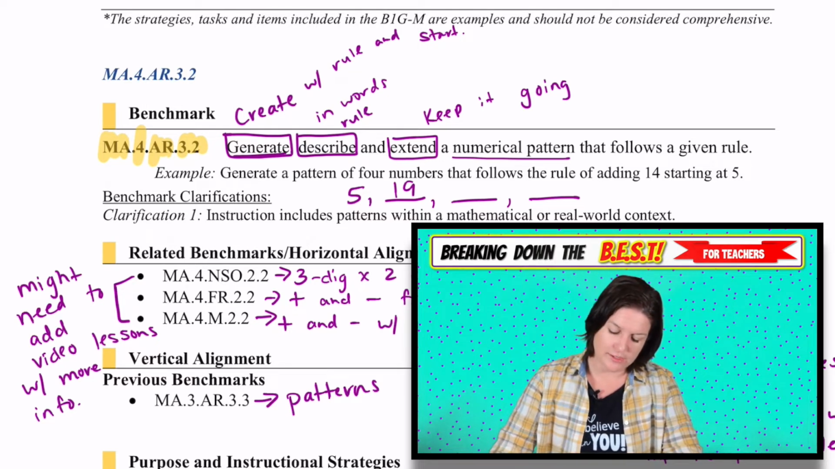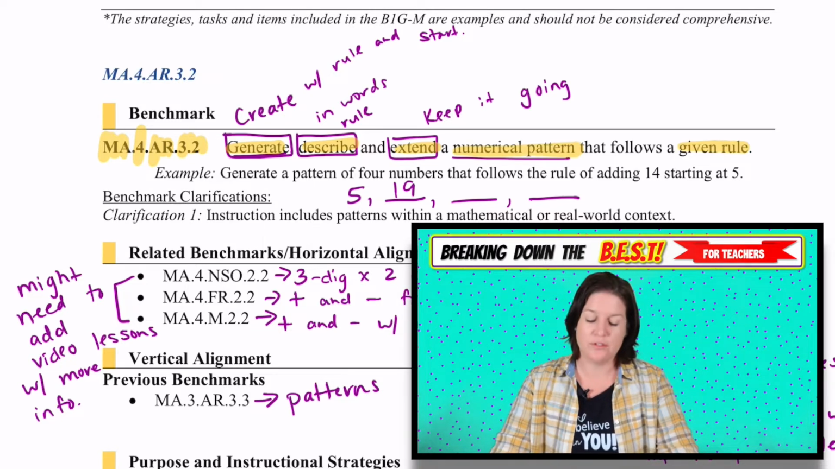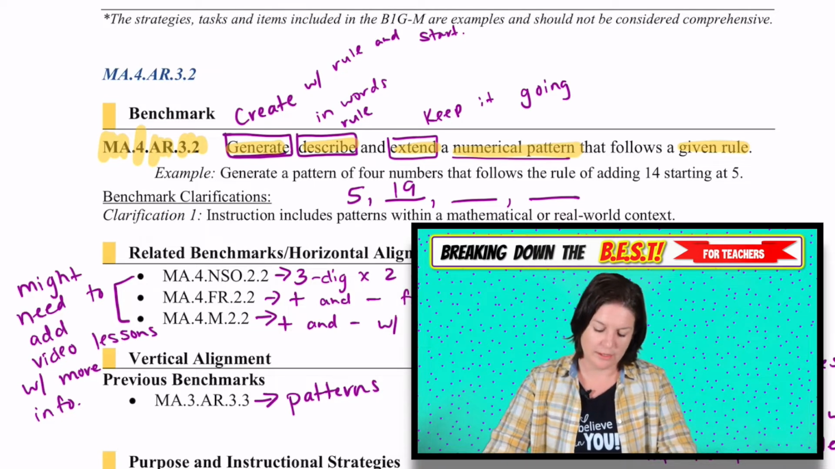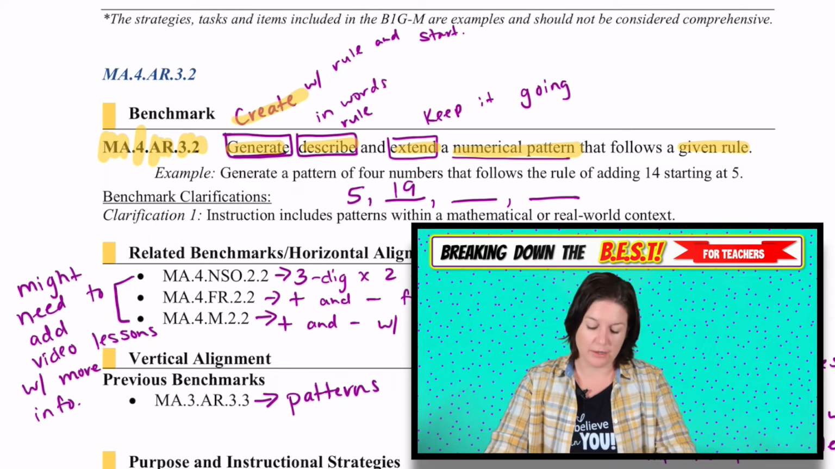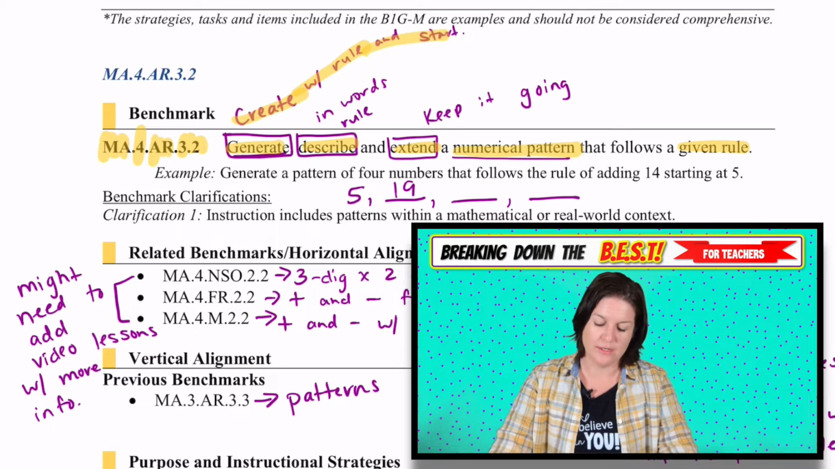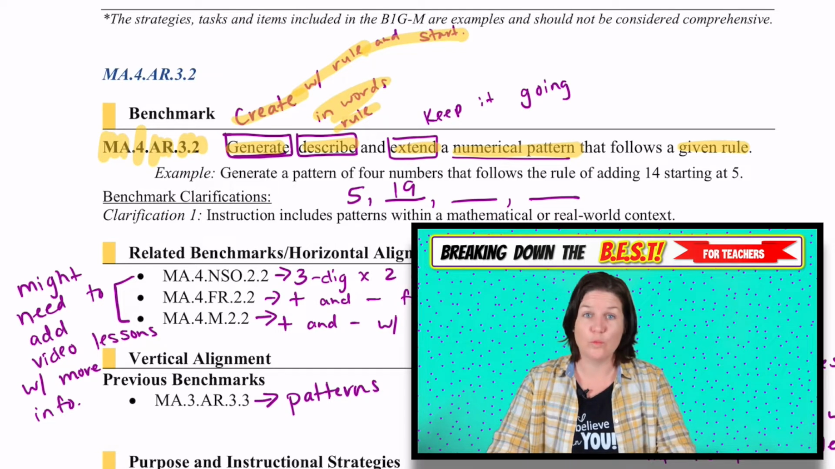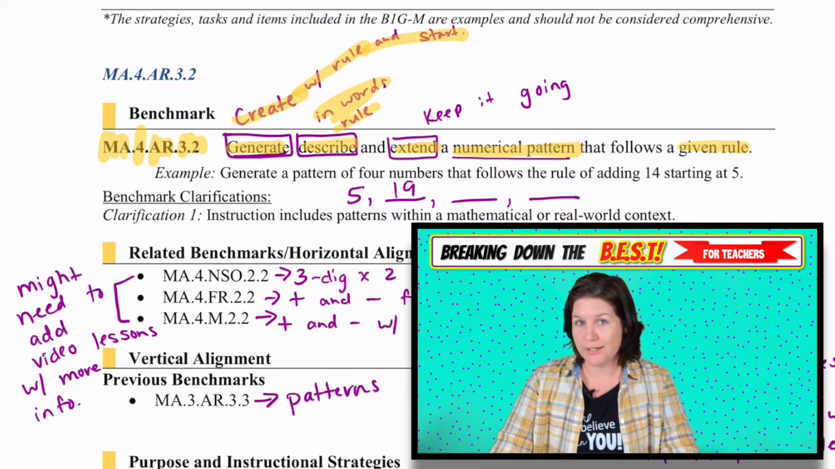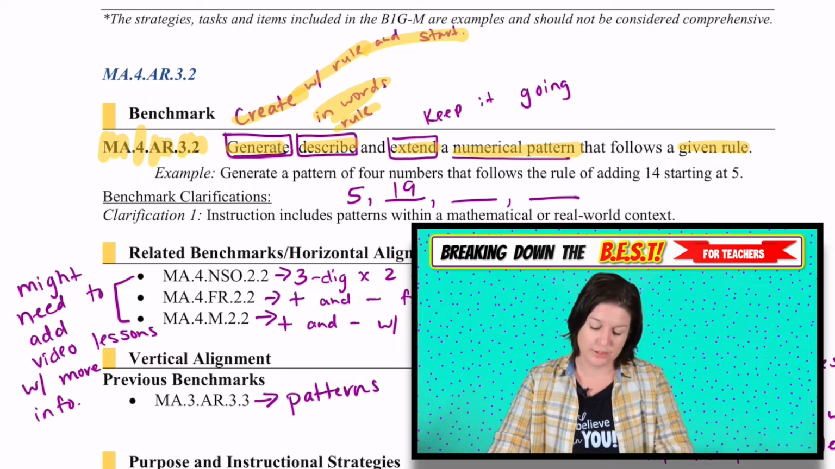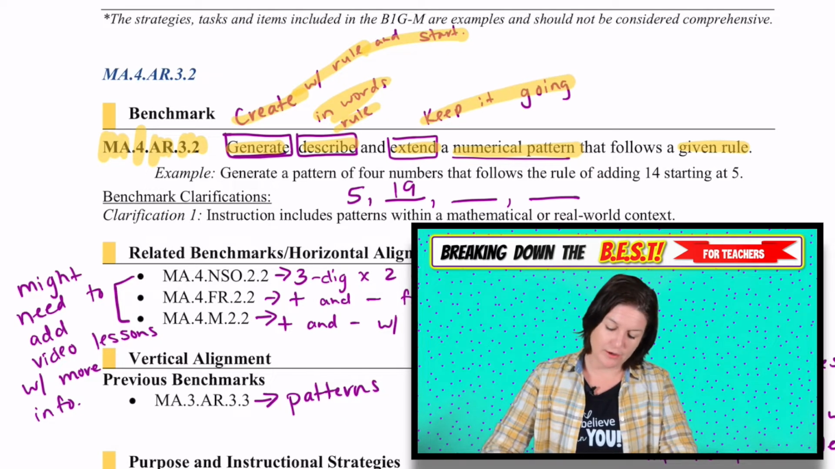And this standard says generate, describe, and extend a numerical pattern that follows a given rule. So generate means to create a pattern with a rule and a starting point. Describe means that we have a rule written in words, where in 5th grade, it'll be written in an expression. And to extend means to keep it going.